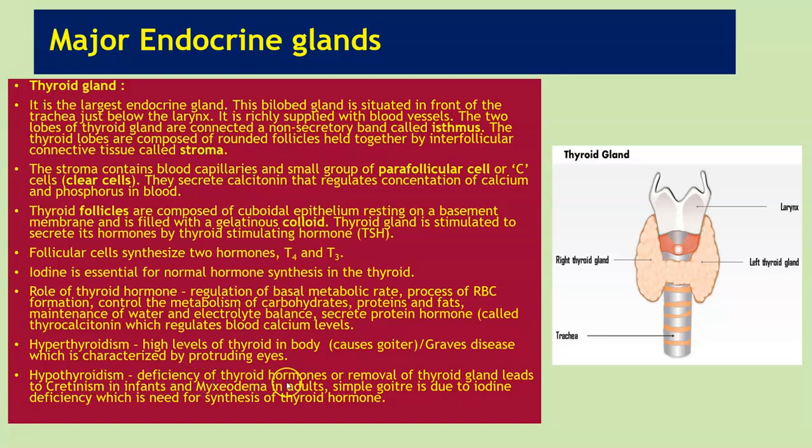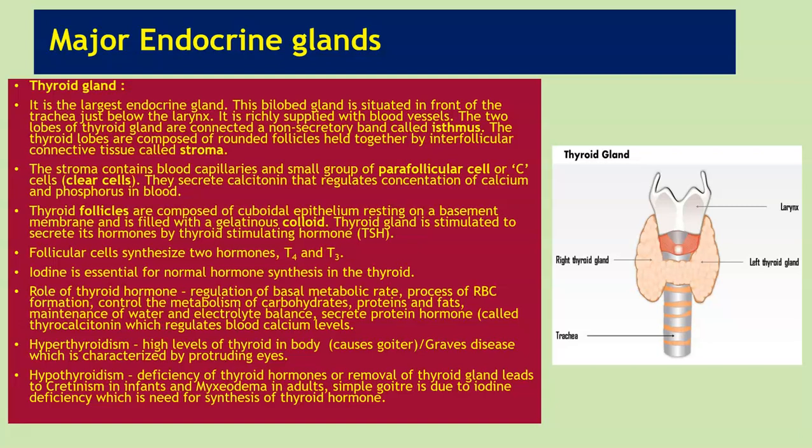Hypothyroidism, deficiency of the thyroid hormone or removal of the thyroid gland, leads to this problem. It could lead to cretinism in infants and myxoedema in adults. Now, in cretinism, there is hyposecretion in infants. A cretin has reduced BMR and low oxidation.